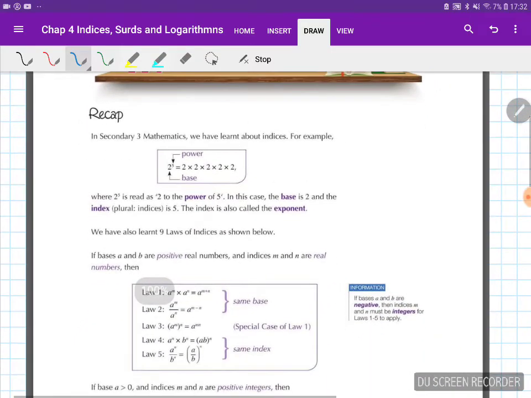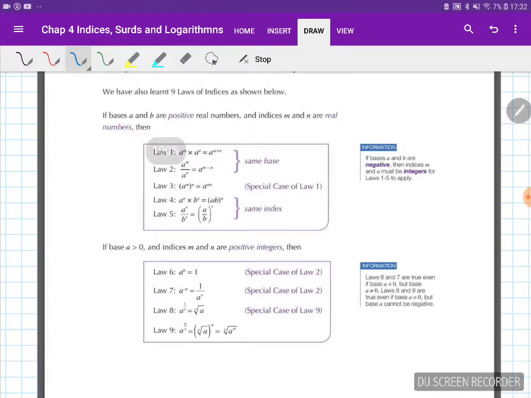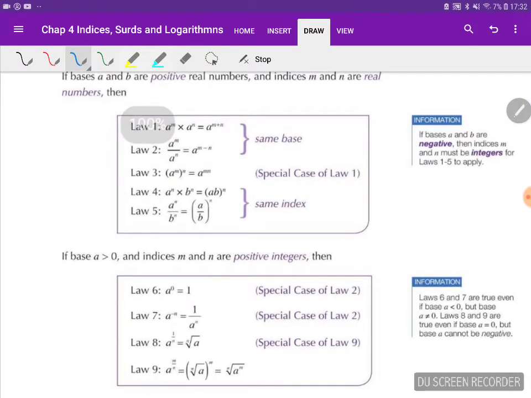In E-Math, these are the laws that we have learned, law 1 all the way until law 9. Make sure you have all these laws at the back of your head all the time, because we're going to make use of all these laws to solve questions on indices.